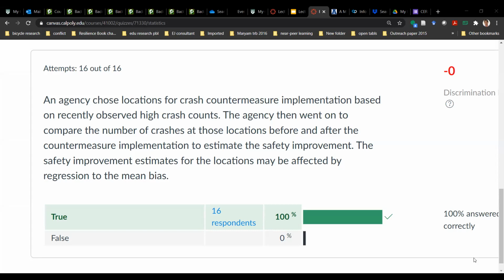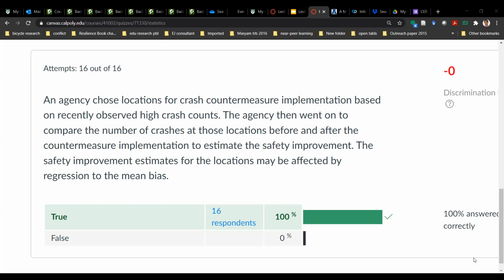And this is not to say that you don't make improvements at those sites. You absolutely do. But when it comes time to assess the effectiveness of those improvements, you should be careful and apply some statistically sound methodology rather than just relying on a naive comparison of before and after crash counts. So the regression to the mean bias is the fluctuation in the numbers that happens on its own, and how that progresses towards its long-term average over time.